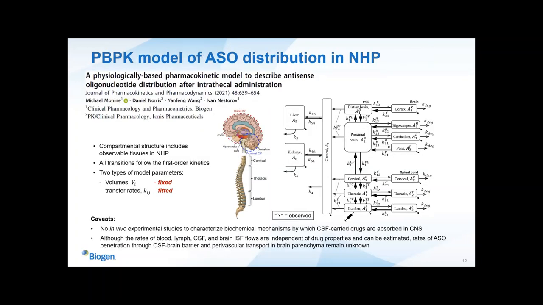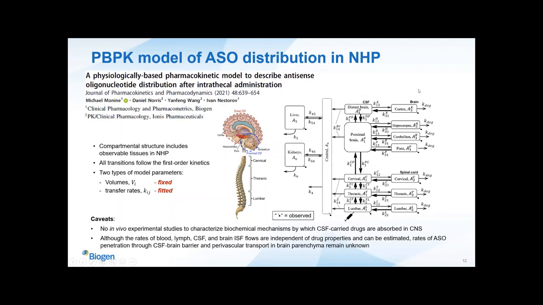So based on this data, we built a mechanistic ASO model, or physiologically based PK model for ASOs. The cartoon here shows the structure of this model. Basically the CSF flow or CSF cavity is introduced through this middle column here. The intrathecal injection is done into the lumbar space, and then we specify exchange of drug concentration between other CSF compartments in the spinal cord, so-called thoracic, cervical, and up to the proximal brain and the distal brain CSF.